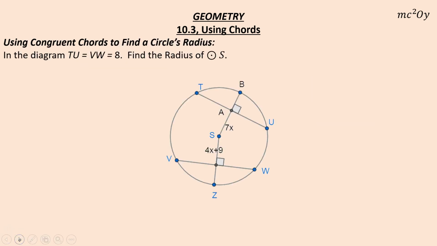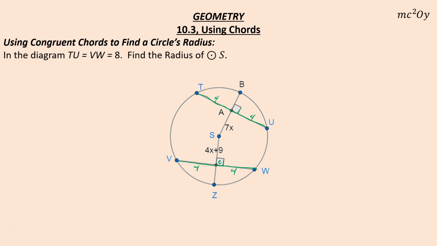So let's apply that. In this diagram, we've got a circle. We know that TU is congruent to, or is equal to VW, which is equal to 8. So this entire length equals 8. This entire length equals 8. And since we have a perpendicular line, right, that's a portion of a diameter, which means it bisects it. So if TU is equal to 8, that means TA is 4 and AU is 4. And if VW is 8, then we didn't put a point here. Let's call this C. VC is 4 and CW is 4.